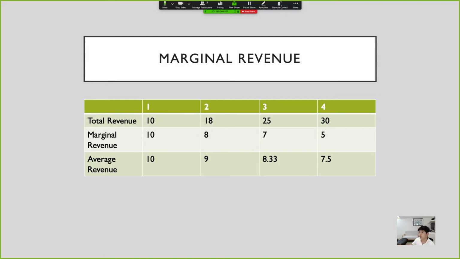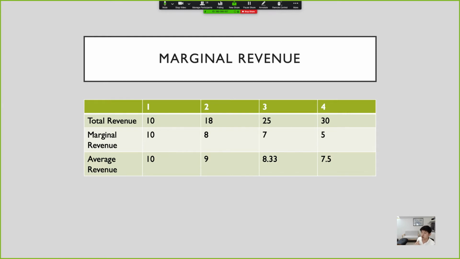Okay, marginal revenue, the same thing goes. If I sell one unit of the good, I get $10 revenue. If I sell the second unit, I get $18. If I get $18 for selling the second unit, total revenue for selling 2 units, that means my revenue for selling the extra 1 unit is $8.